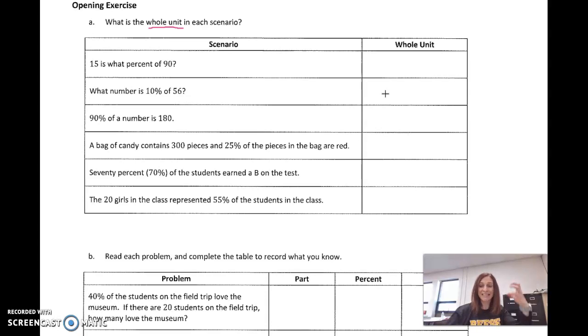Percent is part out of 100. So when we're going to convert to a percent, we need to know what our whole or our total is. So, 15 is what percent of 90? Looking at this, we have three things going on here: 15, percent, and 90. Which one would represent the total or the whole thing we're taking a part out of? That's going to be 90.